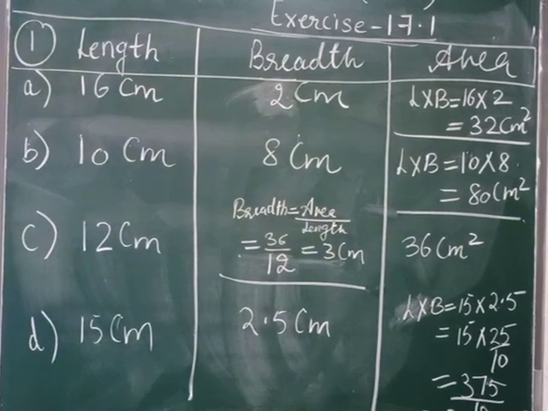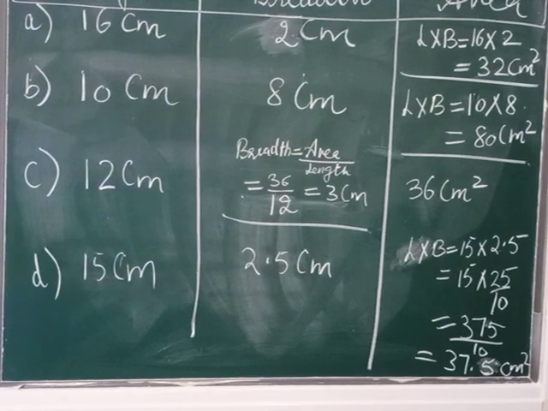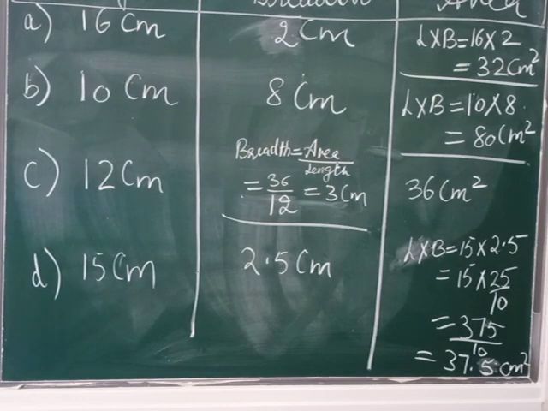Now next, length is 15, breadth is 2.5 cm. Again we need to find area, that will be length multiply breadth, 15 multiply 2.5. Now 2.5 is a decimal number, we can write 2.5 as 25/10. After that 15 multiply 25 is equal to 375/10, 10 in the denominator, and when 10 is in the denominator we can write the number as 37.5 in decimal form. That will be our answer. Area is equal to 37.5 centimeters square.